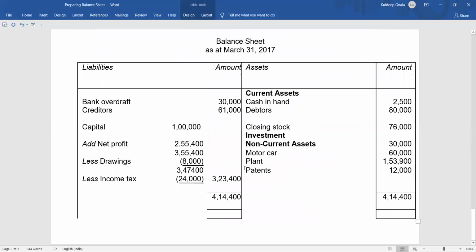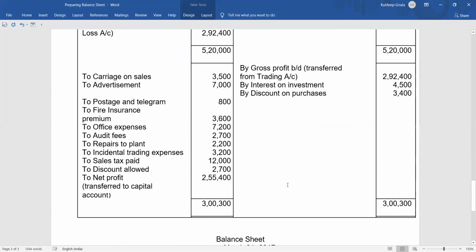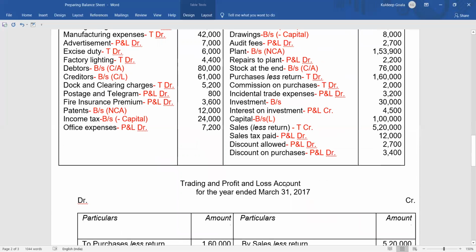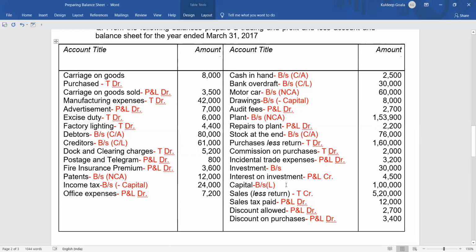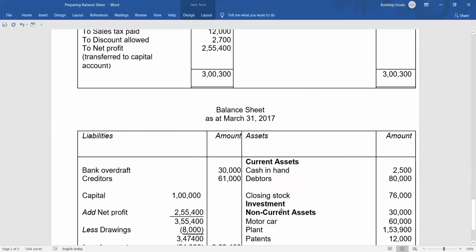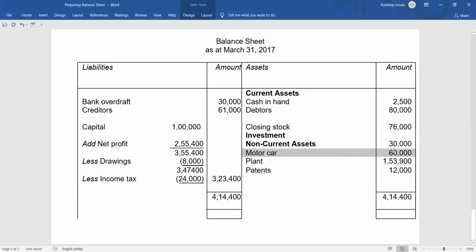They have started with motor car, but you can put the patent first because generally it has a lesser time period. So patent 12,000. Sometimes the patent is for a longer time period also; generally it expires with time, but it can sometimes be for 50 years. Then coming to the next one, we have motor car of 60,000. So that will come here, motor car 60,000.